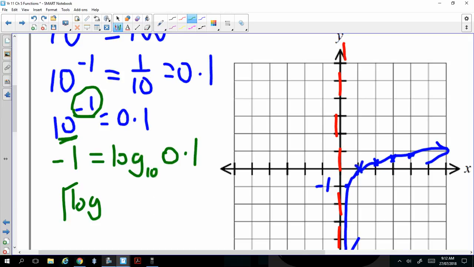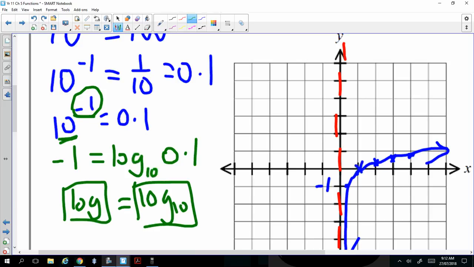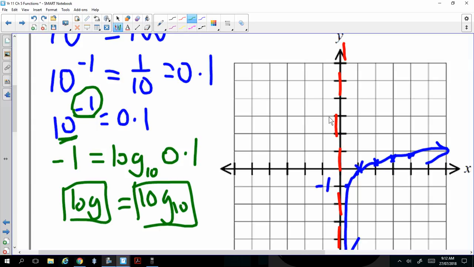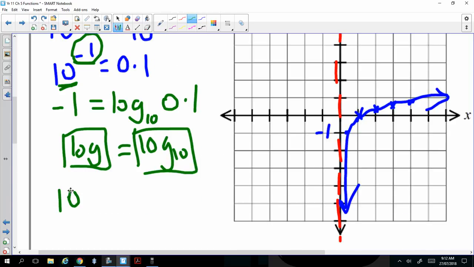Now, if you look at the next one, y is 0, because 10 to the power of 0 equals 1. And if you write it in this log form, log 1 is 0. All right, that's what that means. So you just need to remember the shape. It has a vertical asymptote. Looks like this.